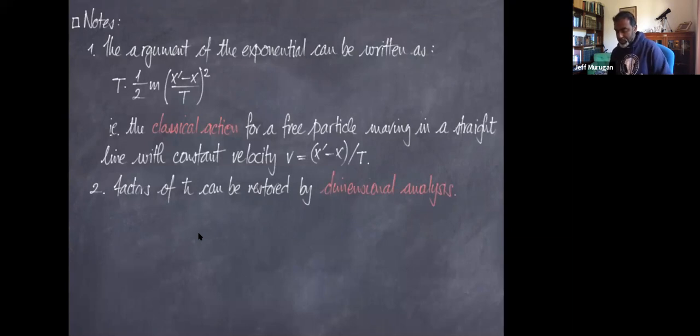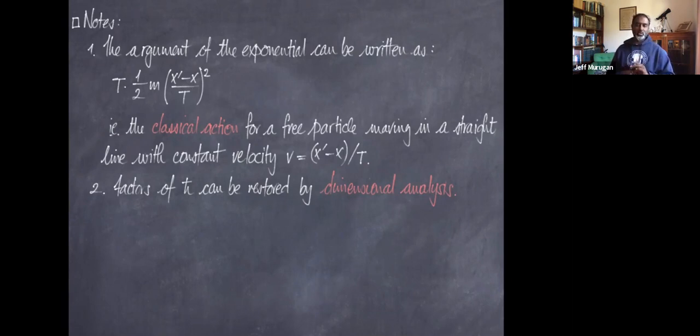I'm going to leave that as an exercise for you: to restore factors of h bar and write down the full expression for the amplitude. The way you would do that is to first keep in mind that h bar has units of energy times time. And so it would be reinserted in the weighting factor for the path integral. So it should go like e to the i S over h bar.